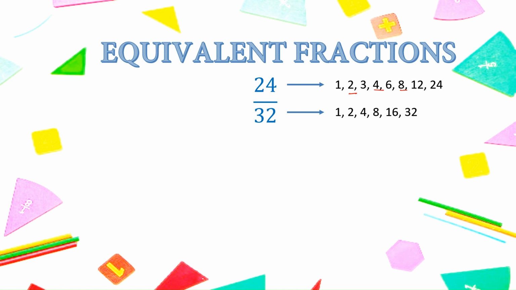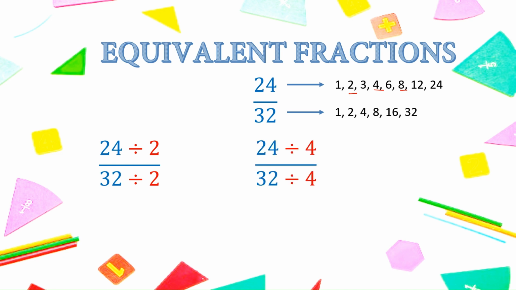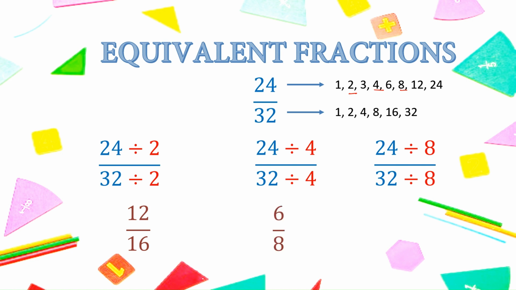So when we divide them with these numbers, the fraction so obtained will be equivalent. Let us initially divide it with 2, then with 4, and then finally with 8. The first one gives 12 upon 16, then 6 upon 8, and finally 3 upon 4. So for 24 upon 32, all these three are equivalent fractions.